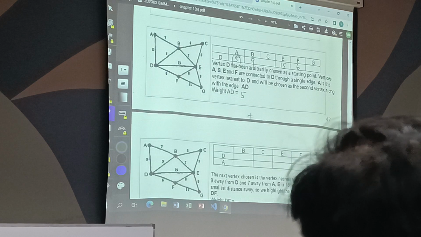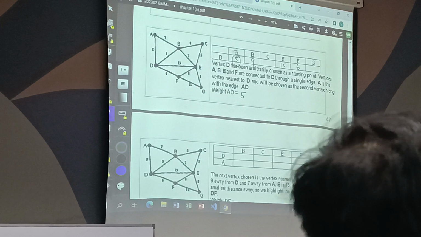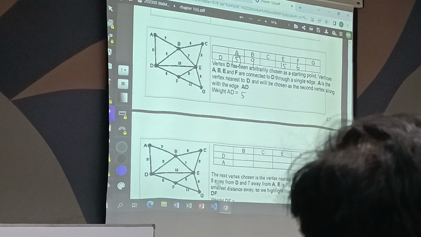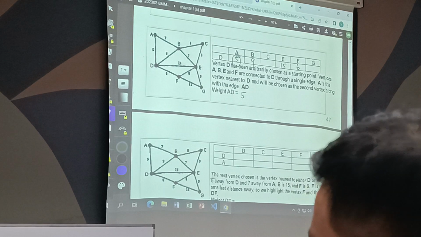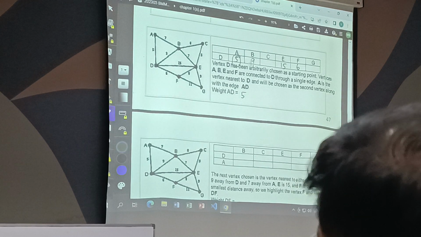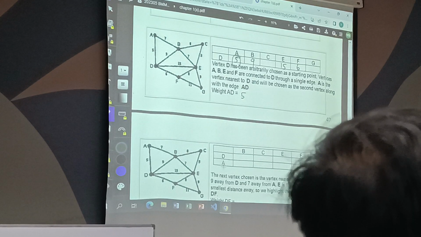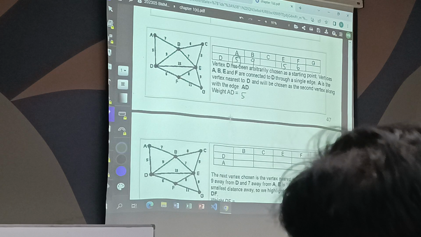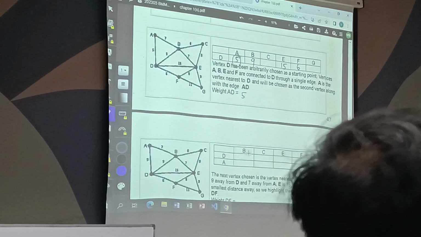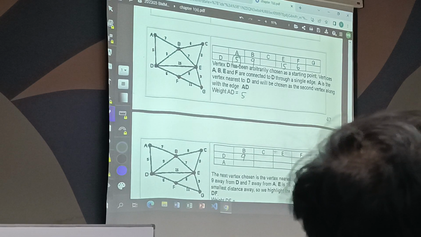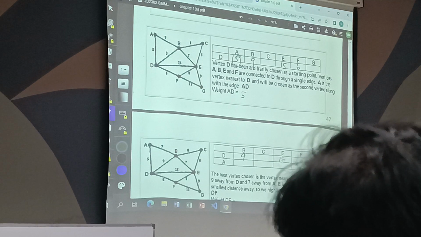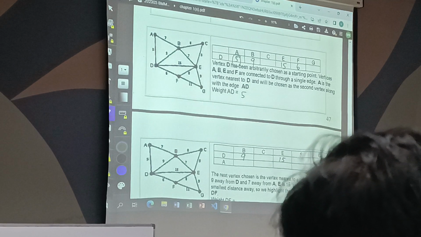So we have the first one, DA is 5. Then after that, we will bring the A that we have chosen to our second row, and delete the column A. No more column A here. So for the next table, you need to copy down D to B, still the 9, same. And then D to E, you have 15. And D to F, you have 6.